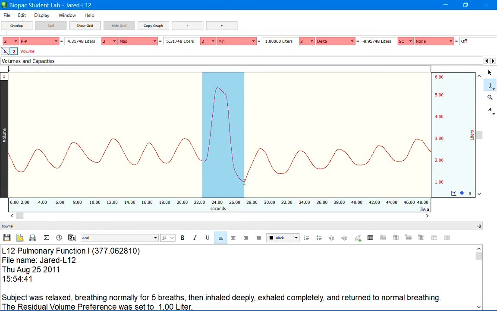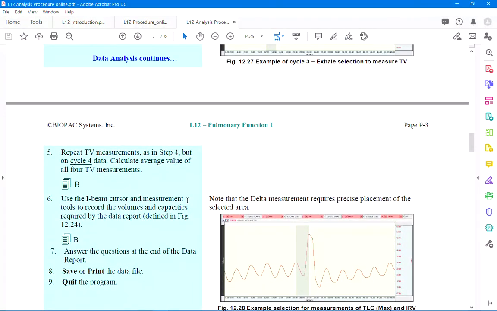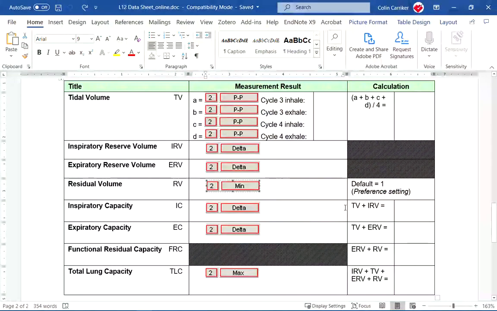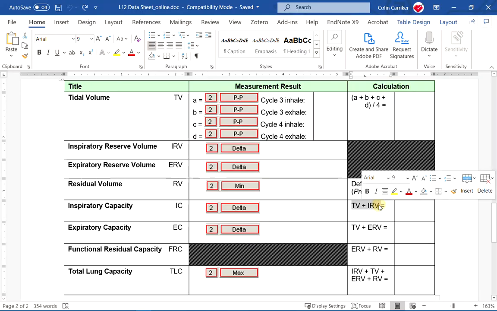You'll notice that I have the minimum value highlighted. Again, here we'll use 2 minimum. 1 liter is the estimate for residual volume. So if you have any questions, please reference this chart that's in the analysis document. As you continue to fill in your data sheet, you'll enter all of your data into the points here. Adding up tidal volume and inspiratory reserve volume gives us your inspiratory capacity. So you're going to measure inspiratory capacity, and then you're actually going to add your tidal volume from this box here, plus your inspiratory reserve from this box here. And this value and this value should be very similar.